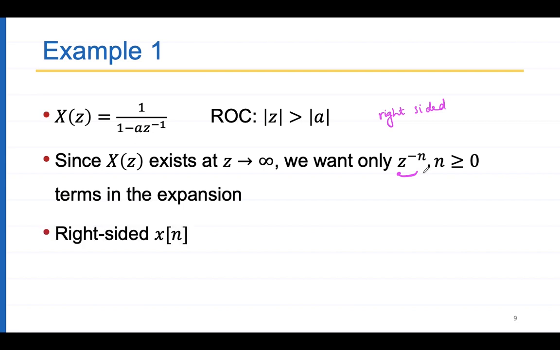So let's try to solve this. I have to do this long division, and in the long division I only want z to the power minus n terms. I do not want z to the power any positive term. So okay, let's carry out this long division. I have to divide 1 with 1 minus a z inverse, right? That's what I want to represent in terms of a polynomial in z to the power minus n. Okay, so how do we do that?